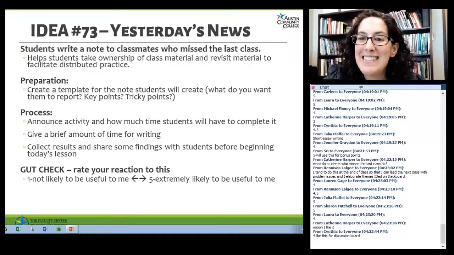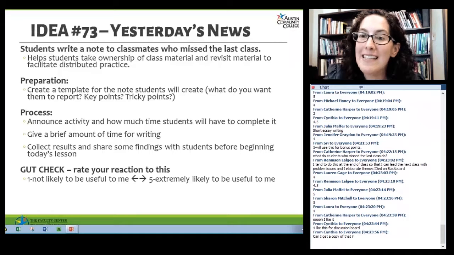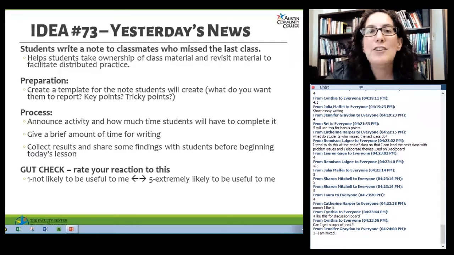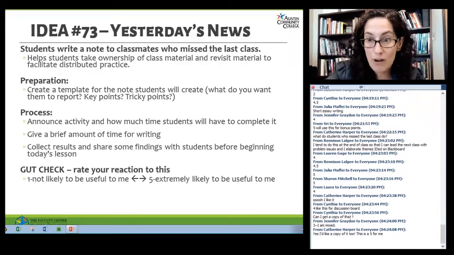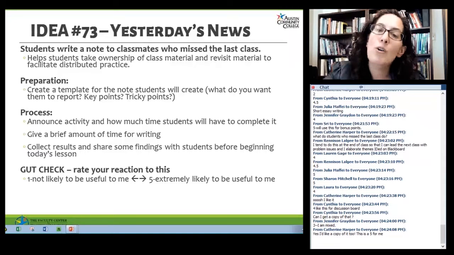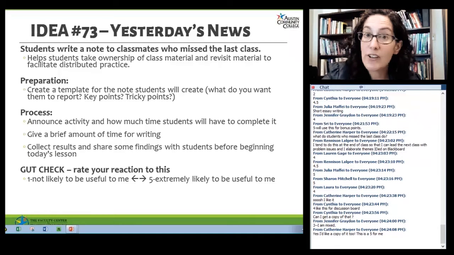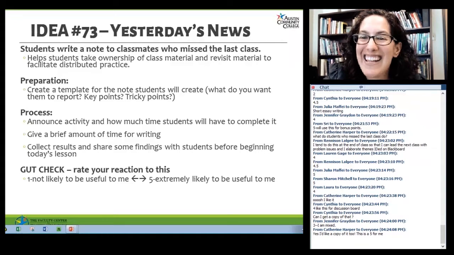Renison says he would do this at the end of class so he could lead the next class with problem issues and elaborate. That's a great idea. So if you have them summarize at the end of class, you very quickly will learn what they missed, and you can then prepare your next lesson, or like you mentioned, discussion board on Blackboard, you can share, oh, I heard some concerns about this material, here's how I would ask you to study for it, or here's how I would ask you to attack it. So that's a great idea, Renison, I love that. This one's getting some good reviews, like this for a discussion board.